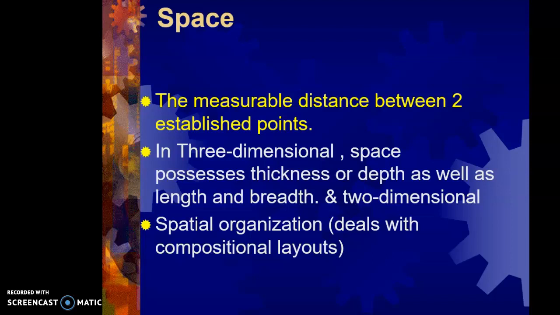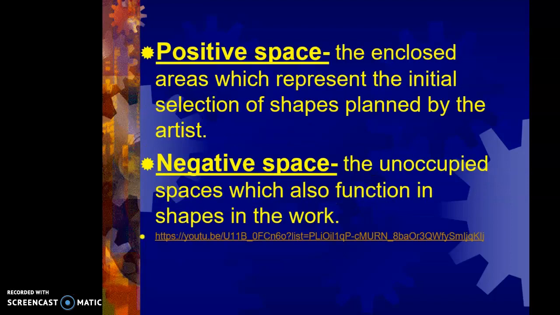Now, space is a measurable distance between two established points. In three-dimensional space, it possesses thickness or depth as well as length and breadth. And in two-dimensional, it's the kind of illusion of that. Now, spatial organization deals with compositional layouts.